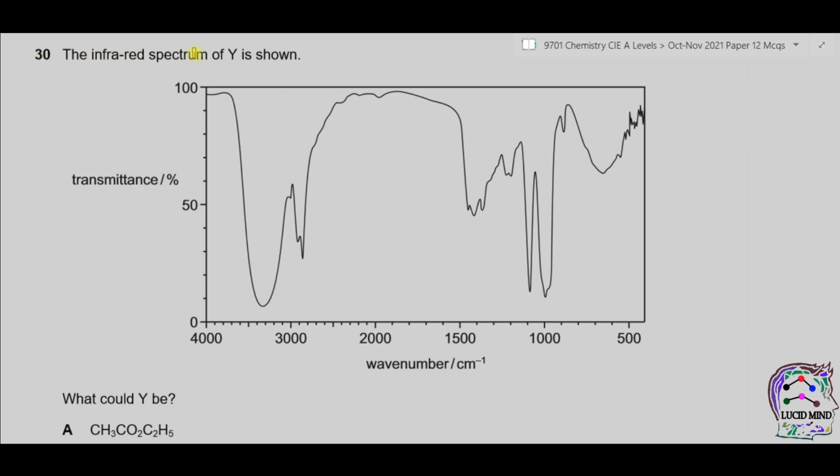Question 30. The infrared spectrum of Y is shown. We can see the infrared spectrum. What could Y be? In this spectrum, we can see that there is no carbonyl carbon peak. If there is no carbonyl peak, it means aldehyde, ketone, carboxylic acid, ester, and amide are absent.